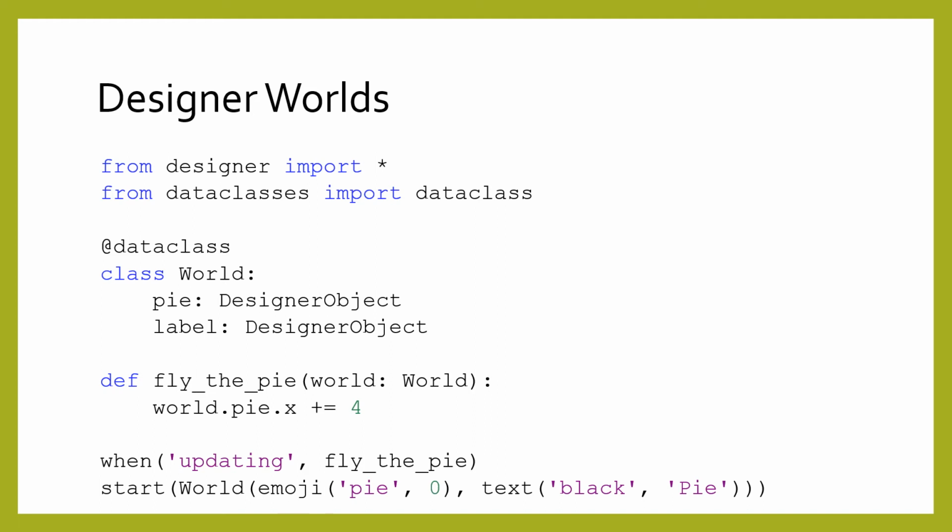In the example shown here, our world data class has two fields, the pie and the label. The former is the emoji from before, but the latter is a text object that will appear in the center of the screen. The syntax for updating the world.pie.x field is a little strange. We have to chain together two attribute accesses. Alternatively, we could have passed the world.pie attribute into the change x function like we did before. Either way, the x coordinate of the pie will be updated every step.